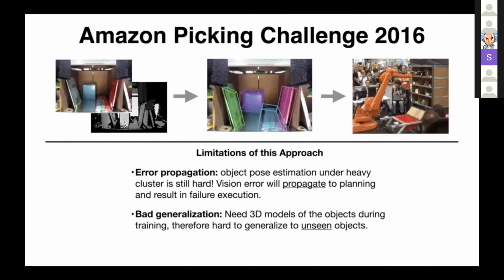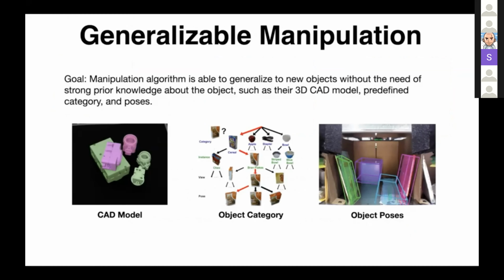And the second issue is about generalization. Because the algorithm heavily relies on the 3D models of the objects during training, it is very hard to generalize to unseen or new objects at test time. So this approach reflects the limitations of a group of traditional methods that separately consider the perception and motion planning tasks. So in this talk, we'll mostly focus on addressing the second issue, where the goal is to design a generalizable manipulation algorithm where the system is able to directly generalize to unseen objects without the need of strong prior knowledge about objects, such as their 3D CAD models, predefined categories, and object poses.